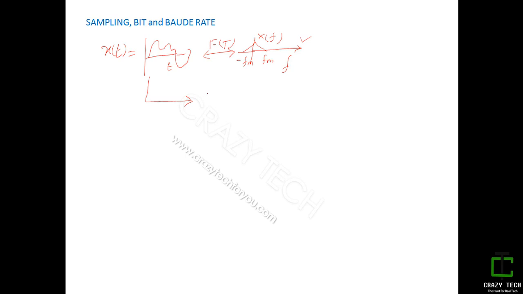For sampling there is a formula called X(f) is equal to... don't bother about this formula, it hardly matters. For the sake of your understanding, I am writing this: n is equal to minus infinity to infinity.